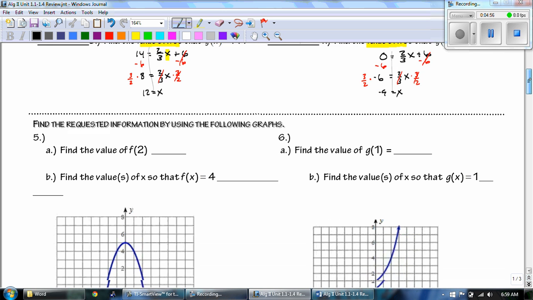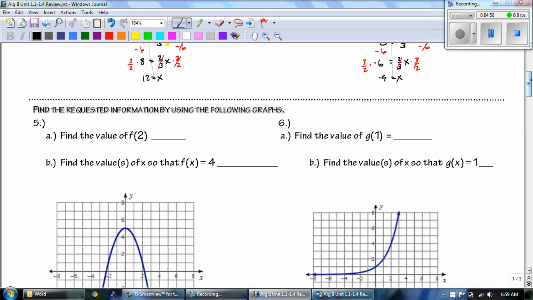Now the next. Oh, looks like it printed all funny. Oh well. It says to find the requested information by using the following graphs. Okay, so we've got two graphs below, and we just got to solve them.